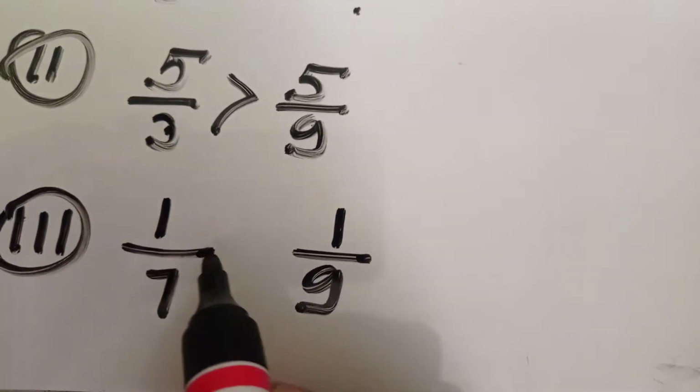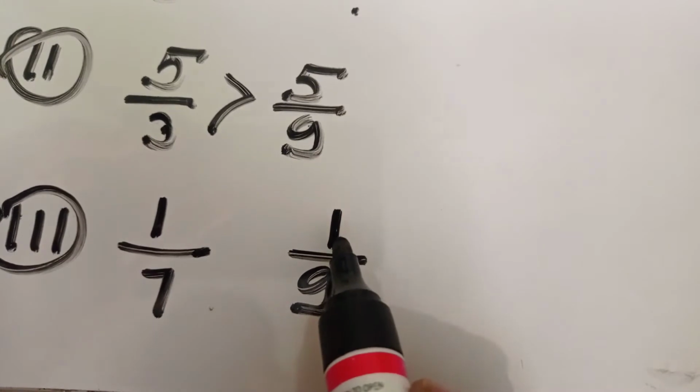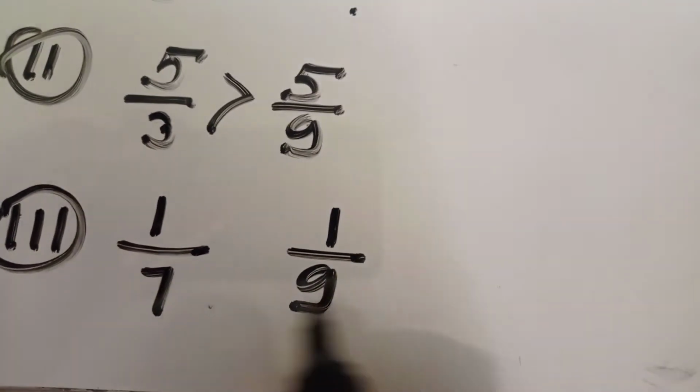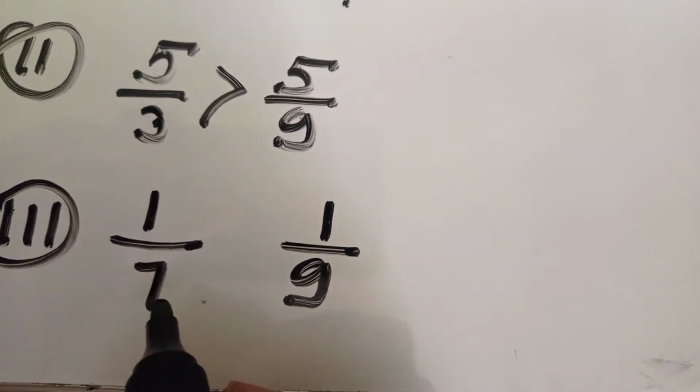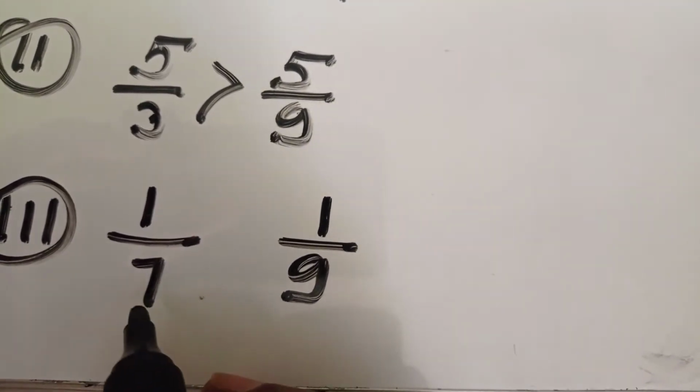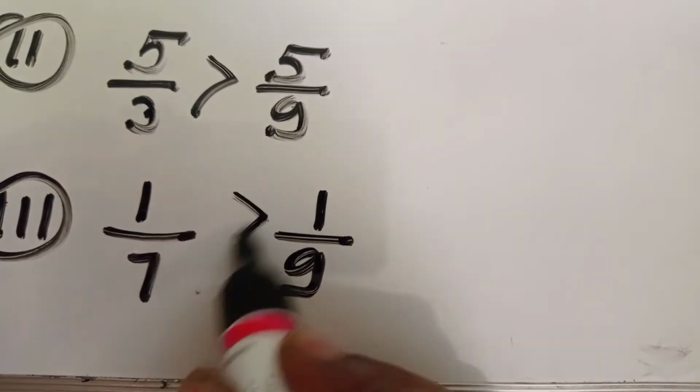For unit fractions, when the numerators are 1 and 1, how do you compare which fraction is greater? Then where the denominator is smaller, that fraction will be greater.